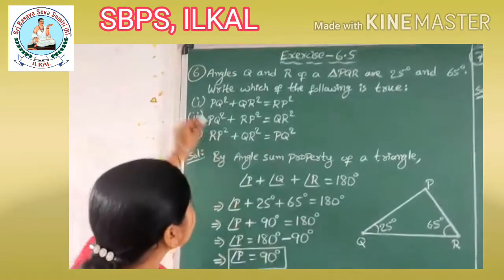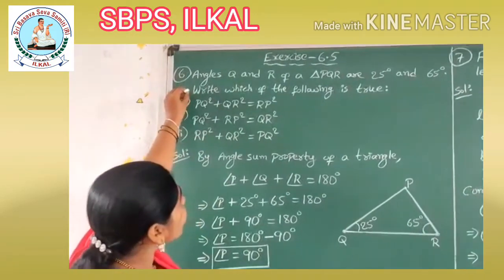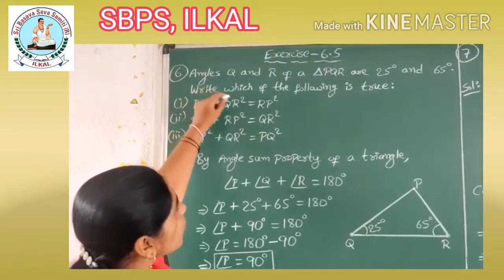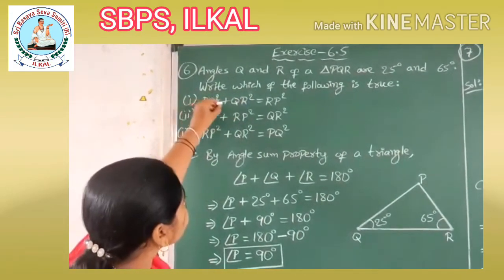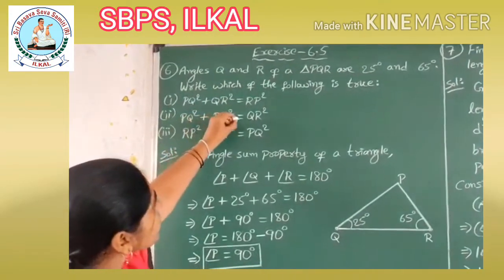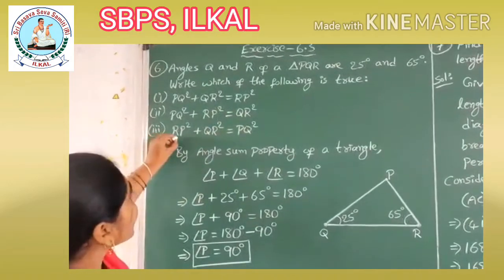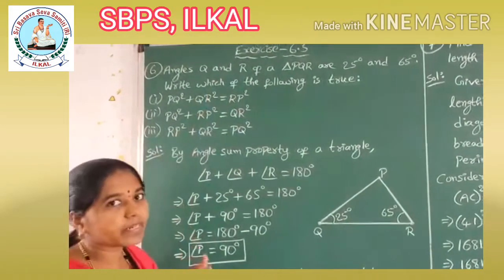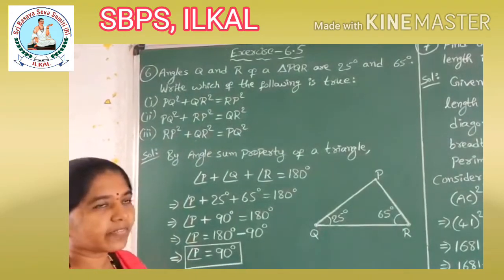Next question, children. Angles Q and R of a triangle PQR are 25 degree and 65 degree. Write which of the following is true. PQ square plus QR square is equal to RP square. PQ square plus RP square is equal to QR square. RP square plus QR square is equal to PQ square. In these three, only one will be true, children. Which one it is, we have to identify.